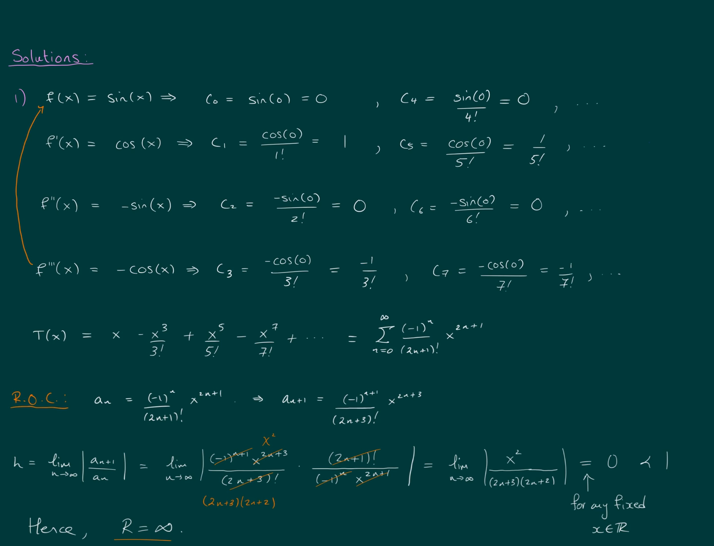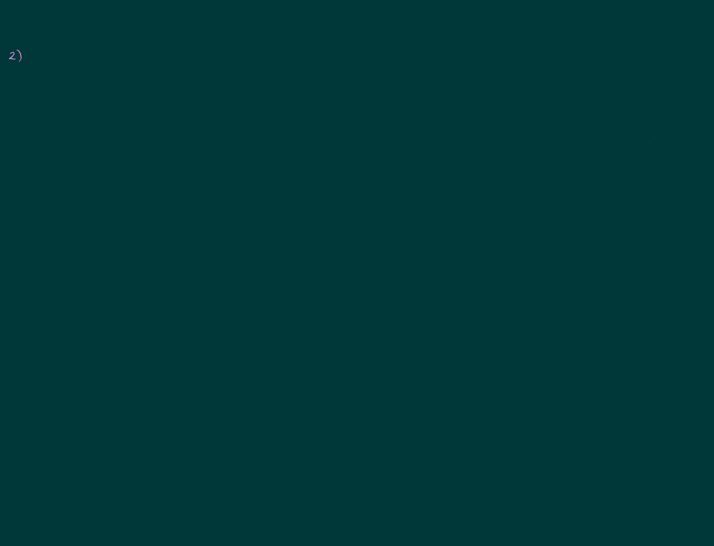Okay, so try to replicate the process I just went through for cosine x. You should get T(x) is 1 minus x squared over 2 factorial plus x to the 4 over 4 factorial minus x to the 6 over 6 factorial plus dot dot dot, which written in the summation notation is the sum from 0 to infinity of minus 1 to the n over (2n) factorial, x to the 2n. So it's very similar to sine, except it's all the even terms. And in terms of the radius of convergence, you should get that R is again equal to infinity.